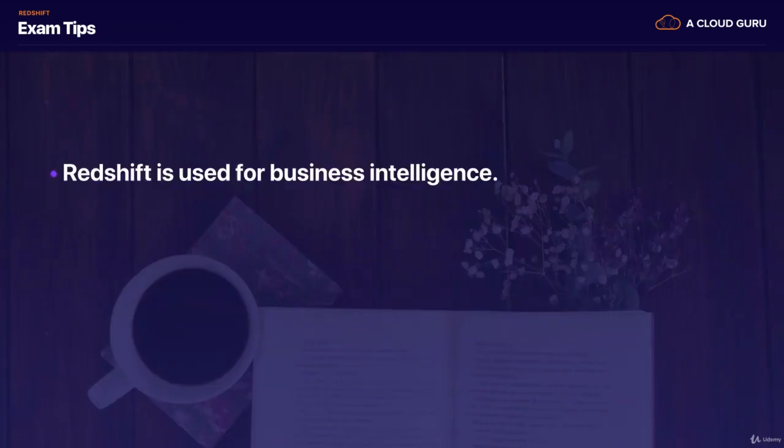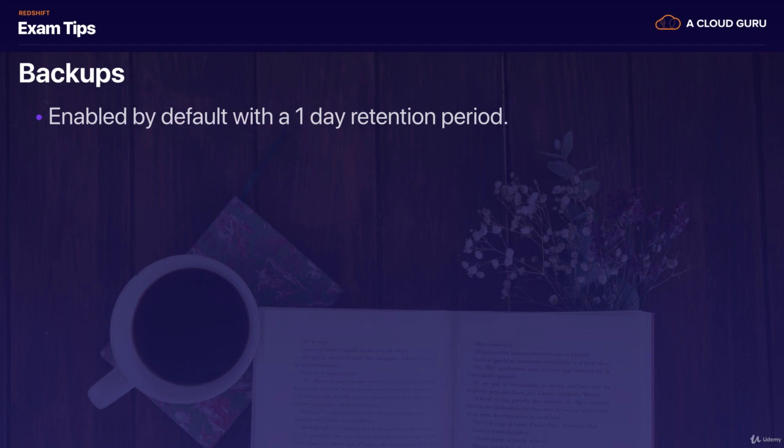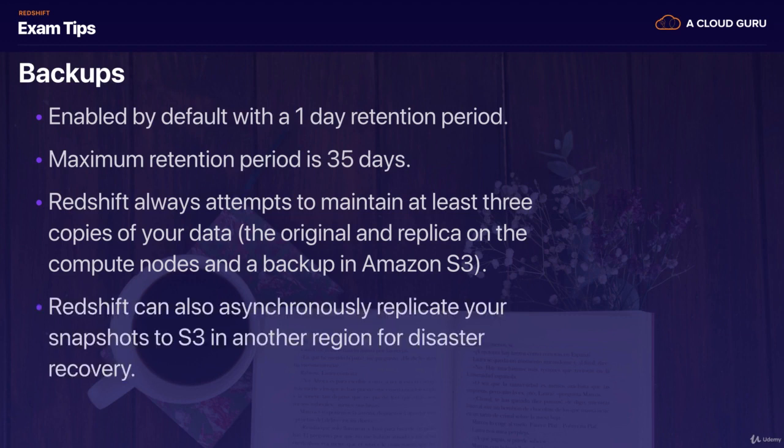On to my exam tips, just remember that Redshift is used for business intelligence. It's only available in one AZ. In terms of backups, it's enabled by default with a 1-day retention period, and your maximum retention period is 35 days. Redshift will always attempt to maintain at least 3 copies of your data, the original and the replica on the compute nodes, as well as a backup in Amazon S3. And Redshift can also asynchronously replicate your snapshots to S3 in another region for disaster recovery.